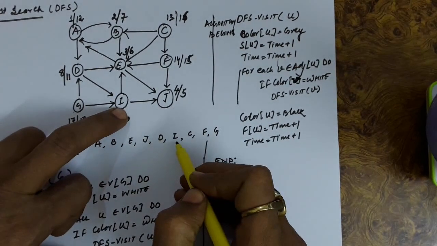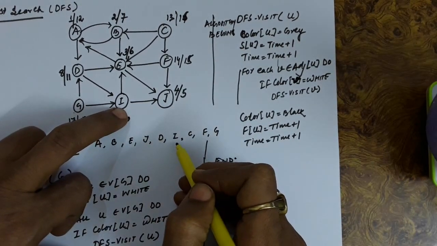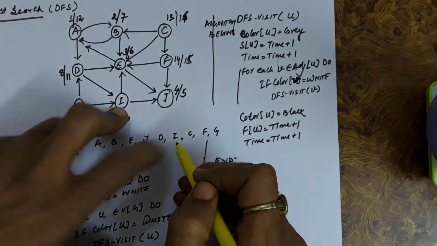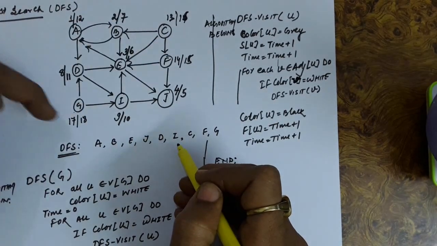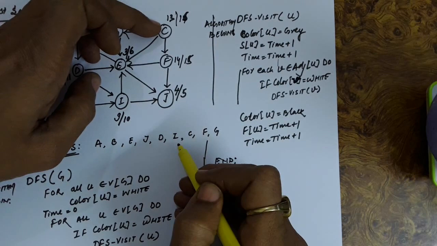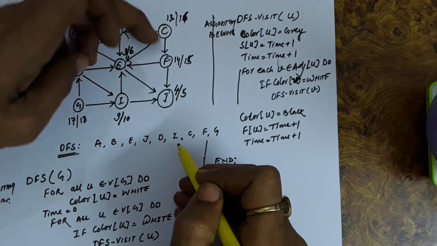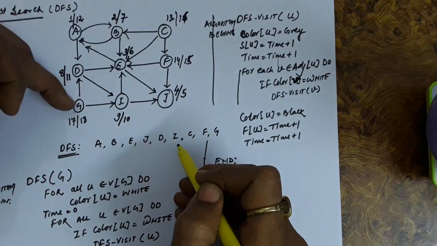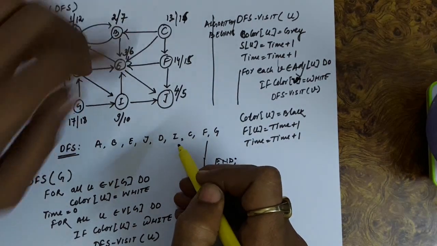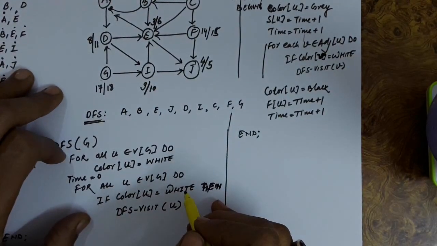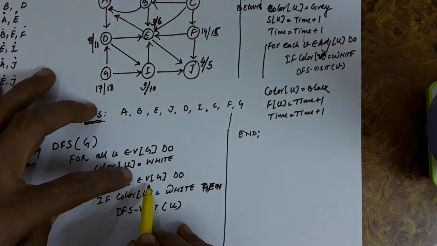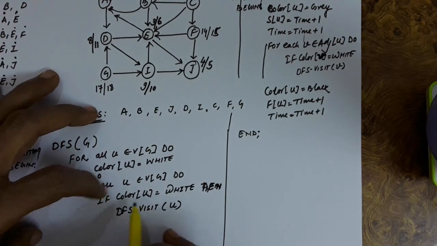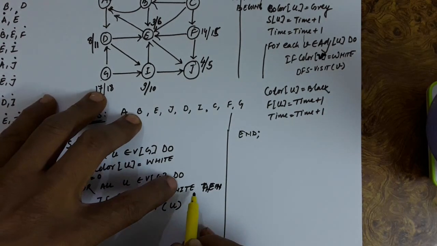Now after going to I, we did not have any clue where to go next. Fine. So we thought of starting automatically with C, or out of C, F and G we have started from C, because C was appearing first in the alphabetical order out of C, F and G. So how are we ensuring that in the algorithm? Let's see the DFS algorithm. Here it says, for all U that is an element of vertices of the graph, if the vertex color is white, then explore it.